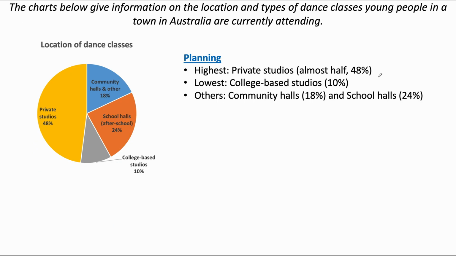Let's now plan what we are going to write before we start the actual writing. First, we try to understand each of the two charts separately. Let's start with the pie chart. There are only 4 segments here, and very clearly the highest is private studios. At 48%, we can write that almost half of the dance classes take place at private studios. The lowest is college-based studios. After the highest and the lowest, we are left with just 2, which we can mention together.